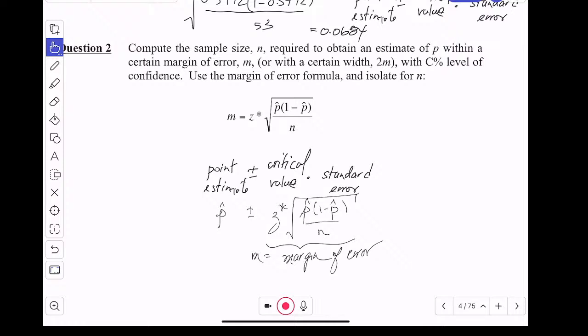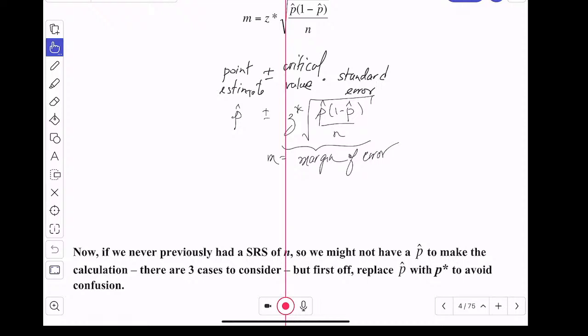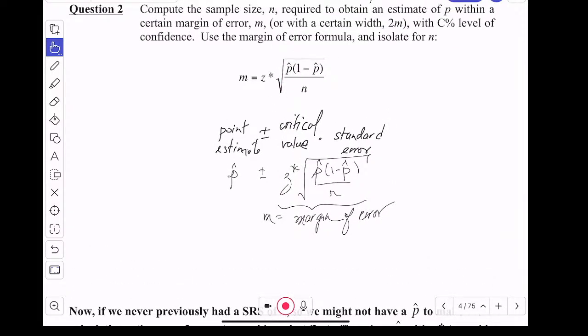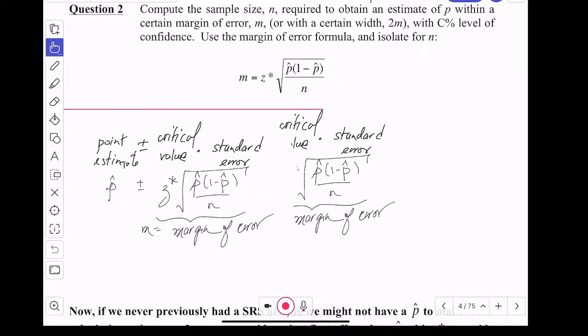So let's see, what should that formula be? Now we could just use this form of the expression and plug things in, but we have algebra, so we can algebraically isolate for n. What I'm going to do is move all of this over here.